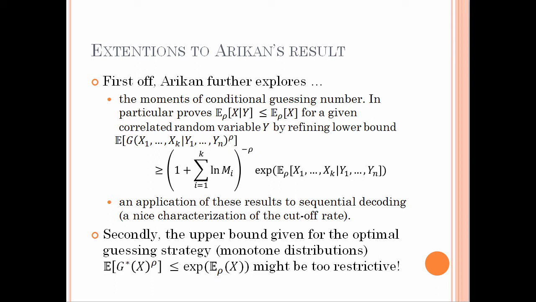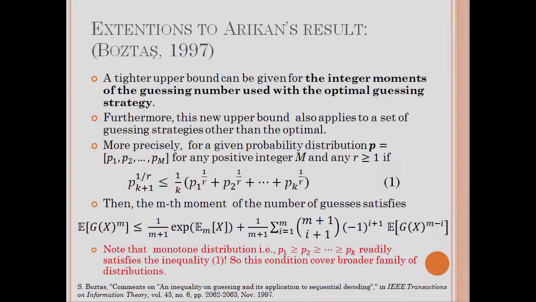However, the upper bound given for the optimal guessing strategy seems to be too restrictive. And in the non-asymptotic region, it might not be very useful. That's the first thing that we realize. Secondly, guessing functions other than the optimal wouldn't be able to use this bound. It turns out that a tighter upper bound can be given for the integer moments of the guessing number used with the optimal guessing strategy. Moreover, this new upper bound also applies to a set of guessing strategies other than the optimal.